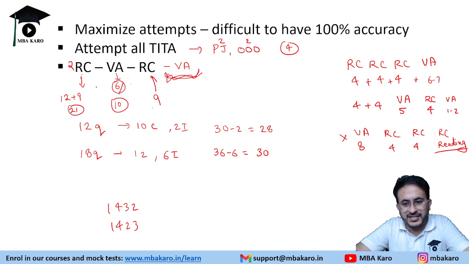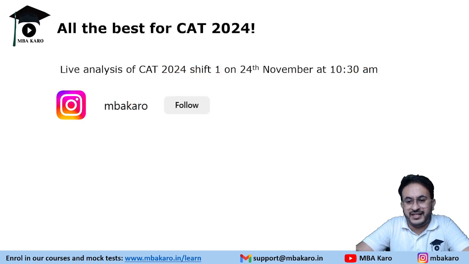Because sections switch immediately, you cannot come back to the section, and then you are engrossed in the DILR part. So these are some of the techniques that you can apply in the VRC section to maximize your score. Rest is up to your preparation level, how you have prepared for the examination. I wish you all the best for CAT 2024, and I'll be coming live on our Instagram channel on the day of the examination doing the exam analysis.